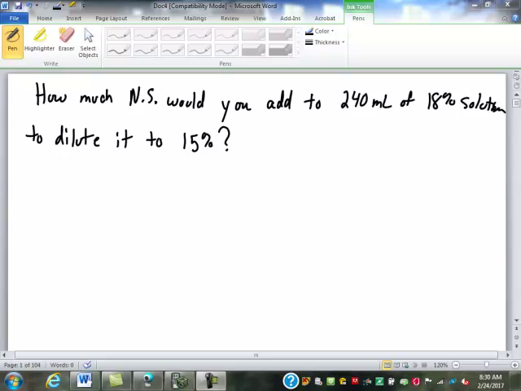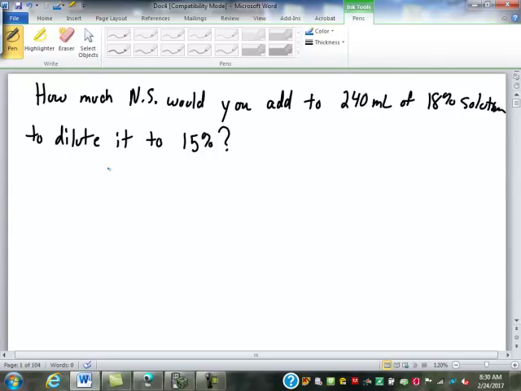These mixture problems seem to be one of the more difficult tasks of this unit. So when we look at this one, it's asking how much NS. Now remember, NS is just normal saline or neutral solution, basically sterile water, would you add to 240 milliliters of an 18% solution to dilute it down to 15%.